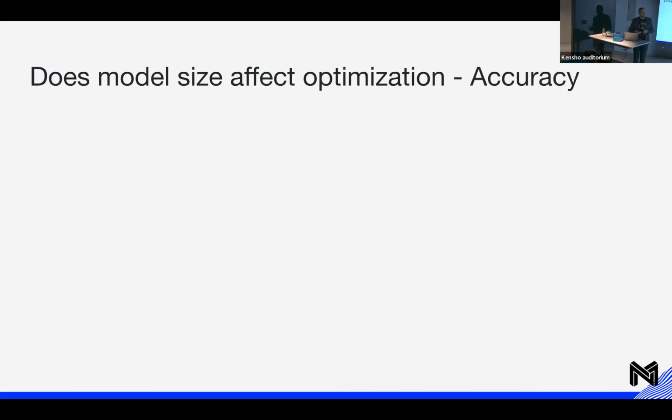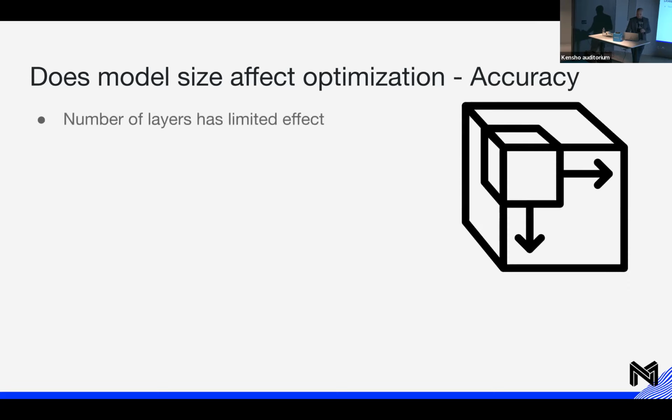So another question that comes in is how general this is, not necessarily across domains or subdomains, but also across model sizes and different types of models. So how much does optimization affect accuracy, and how does model size affect optimization? Number of layers has limited effect. DistilBERT, BERT-base, we've done both of these. They recovered to 99% at 90% sparsity, and generally work very well.